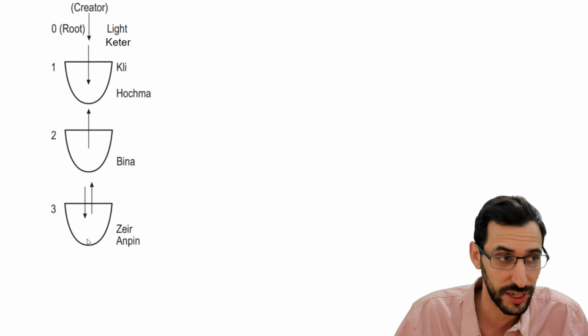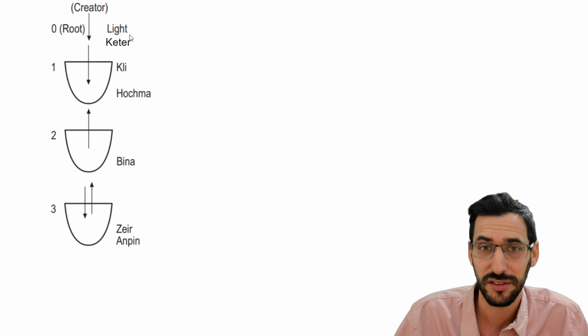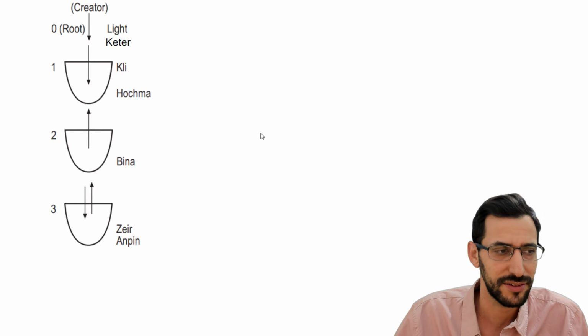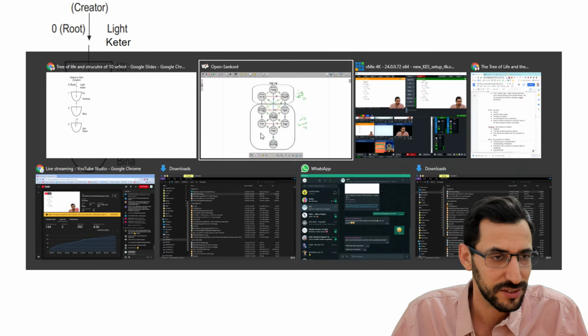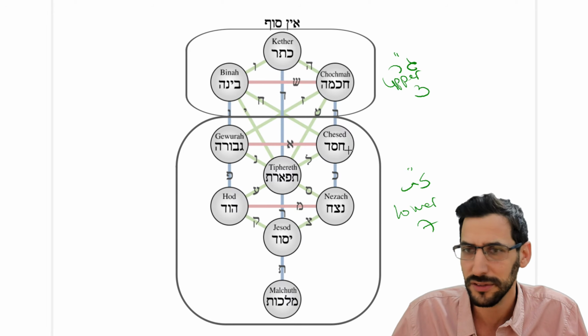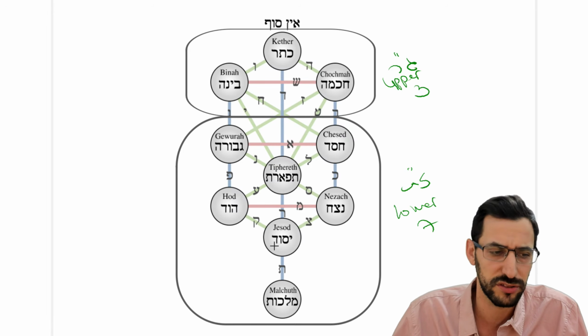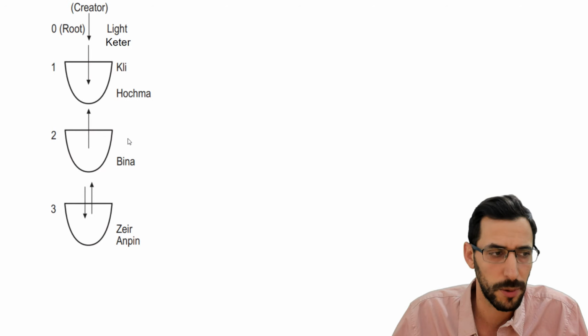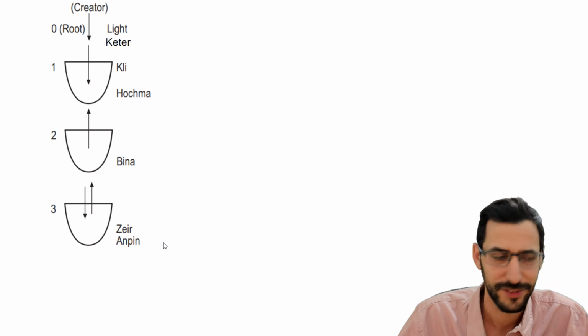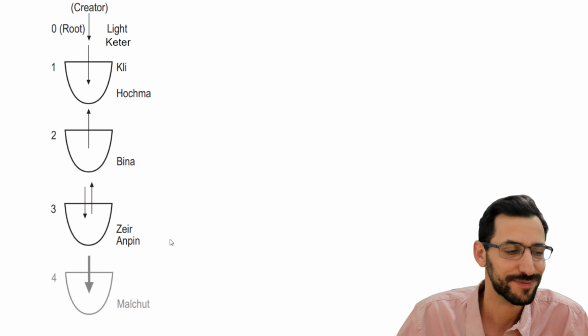Now here it gets a bit tricky because we lost the count of the Sefirot. Keter, Hochma, Bina. Right? But then after that, like we saw here, Keter, Hochma, Bina, and then comes Hesed, and then Gevura, and Tiferet, and Netzach, Hod, Yesod, Malchut. So what's going on here? Why is this called Zeir Anpin? We'll get to that in a moment.